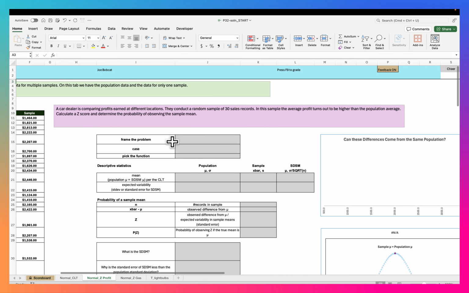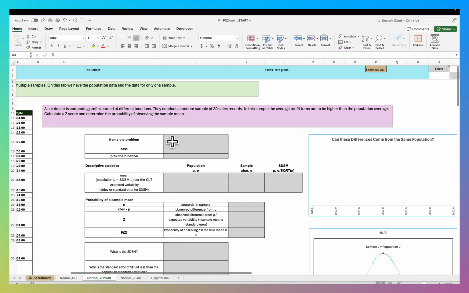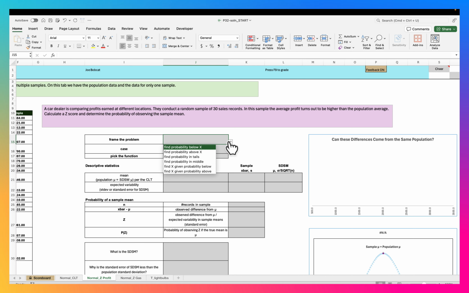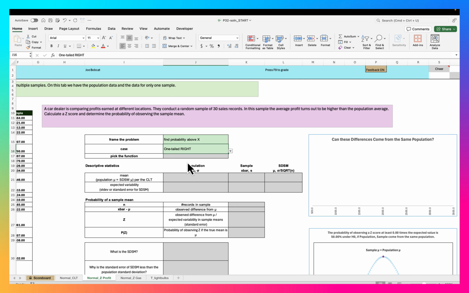So the problem we have is a car dealer is comparing profits earned at different locations. They conduct a random sample of 30 sales records. In this sample, the average profit turns out to be higher than the population average. Calculate a z-score and then determine the probability of observing the sample mean. So let's frame the problem. It's probability above x, so the case becomes one-tailed right, because you're going above.